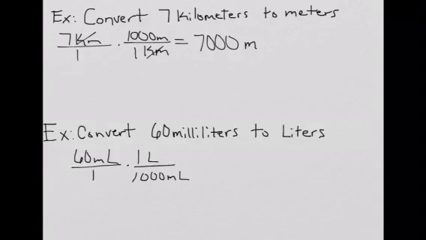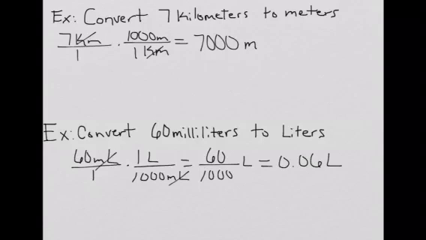Alright, and so now what we have is my milliliters, they will cancel out, and so we're left with 60 over 1,000 liters. And then if we divide that out, we wind up getting 0.06 liters. And so 0.06 liters is equal to 60 milliliters. Okay, so again, we use the exact same process.